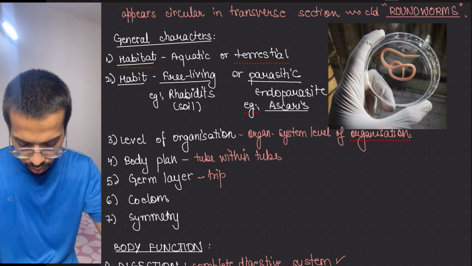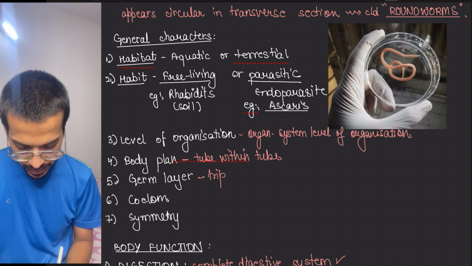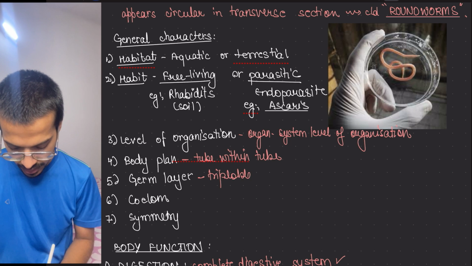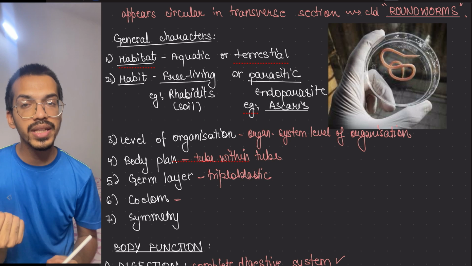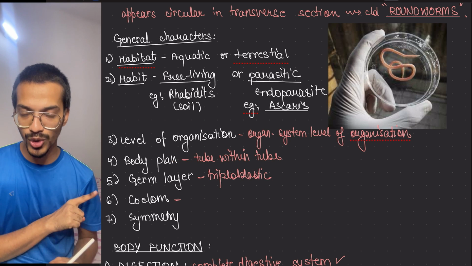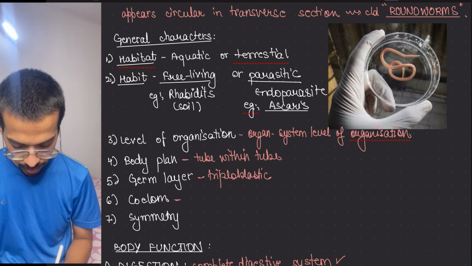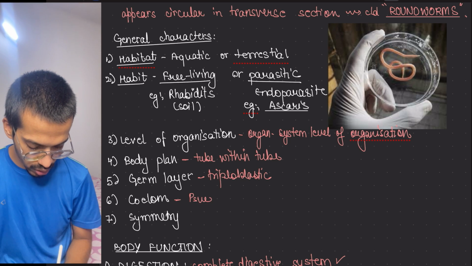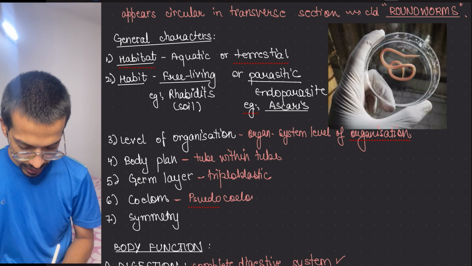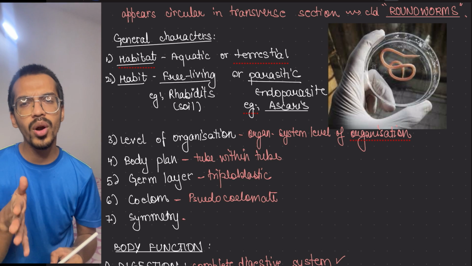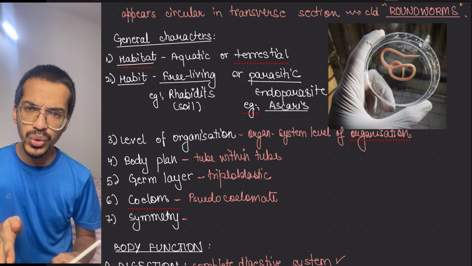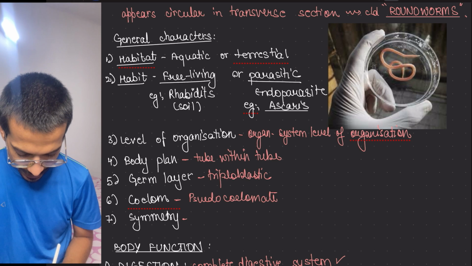Germ layer: finally we have already reached the higher level, so from here all would be what? Triploblastic. So they are triploblastic. Coelom would be what? They are pseudocoelomates, so a false coelom is there. Now their symmetry, if we see that, they are what? You can cut them into two equal halves, so they are bilaterally symmetrical.